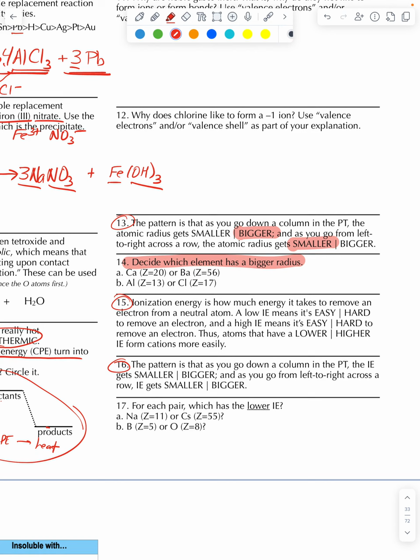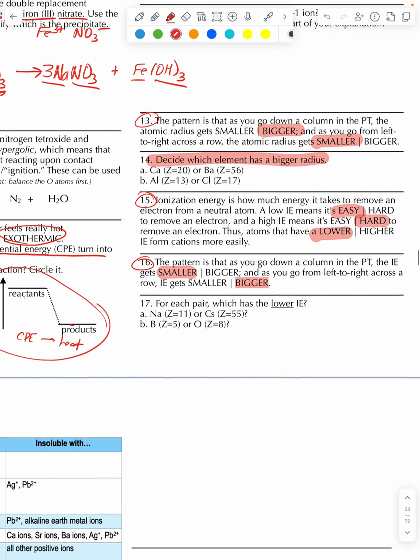Ionization energy is how much energy it takes to remove an electron from a neutral atom. A low ionization energy means it's easy to remove an electron. A high ionization energy means it's hard to remove an electron. Thus, atoms with a lower ionization energy form positive ions more easily. What about the pattern for ionization energy? As you go down a column, the IE gets smaller, and as you go left to right, it gets bigger. It's the opposite trend of radius.